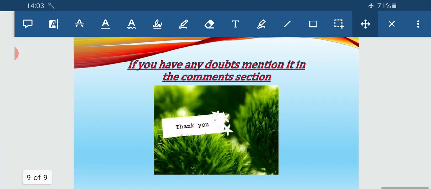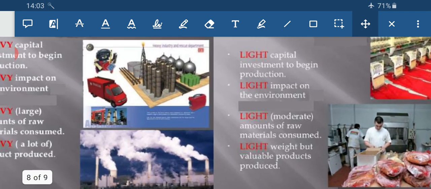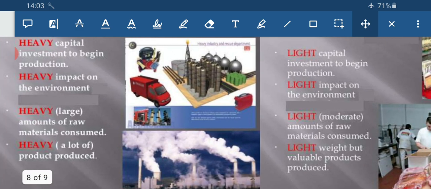Now next comes the classification on the basis of the weight of the raw material and the finished products. It has already been given in that order. Heavy industries are where the investment is heavy, and in light industries the capital investment is less. Heavy industry has a greater impact on the environment, light industry less. That means heavy industry pollutes the environment more, light industries pollute less.